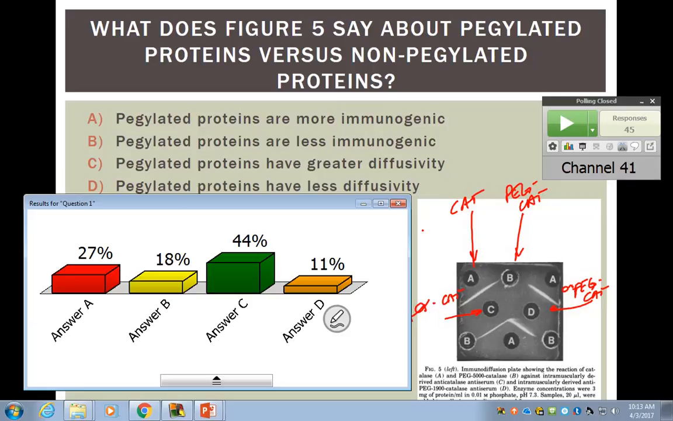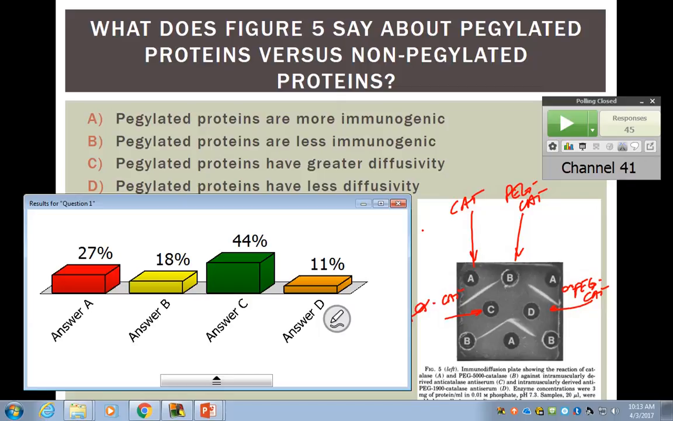Okay, how about B? Give me somebody that will defend B for me. Pegylated proteins are less immunogenic. The way the lines are on there, it looks like it's A meeting the antibodies, whereas there's not a line between the B's meeting the antibodies. And I would agree with that interpretation, right?